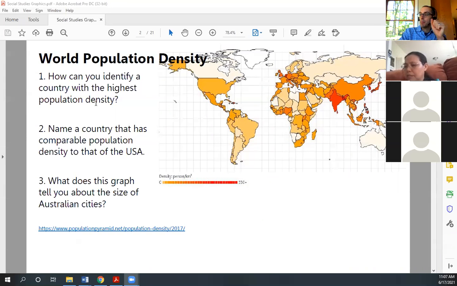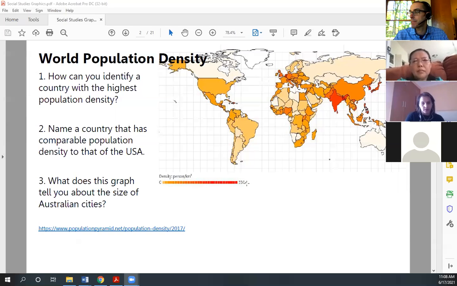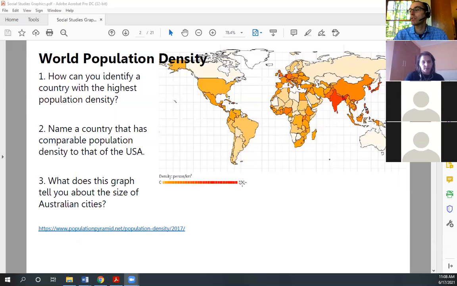Now, on a map like this, where there are different colors going from yellow to red, and the title is World Population Density, what do you think the different colors mean? The red color is more population. Yes, the darker the red, and we have a little key down here, it gives us the difference between the highest and the lowest population density.